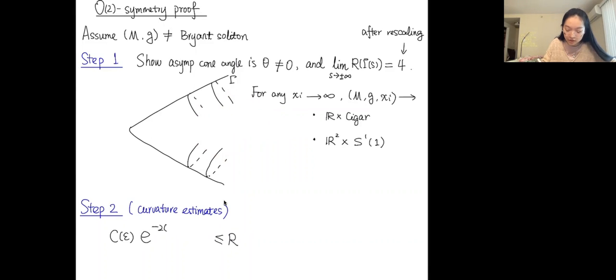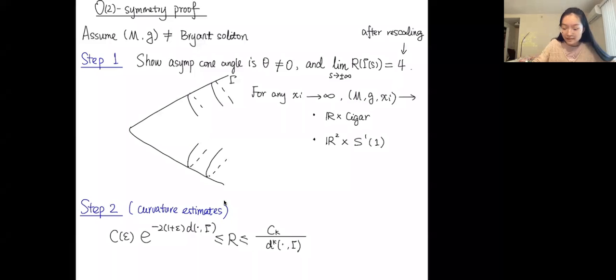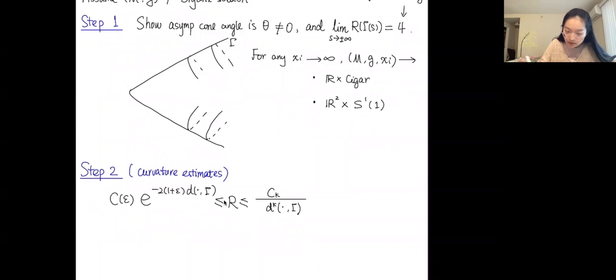So it has an exponential lower bound, and it has an upper bound by any polynomial function, of any degree, of the distance to gamma. So here let's first look at the lower bound of the scalar curvature. This constant here, 2 times 1 plus epsilon, corresponds to this rescaling limit here.